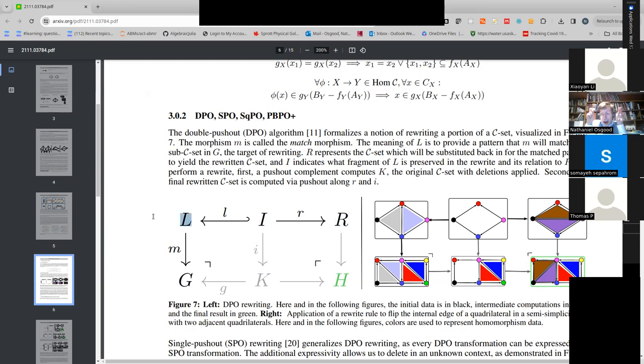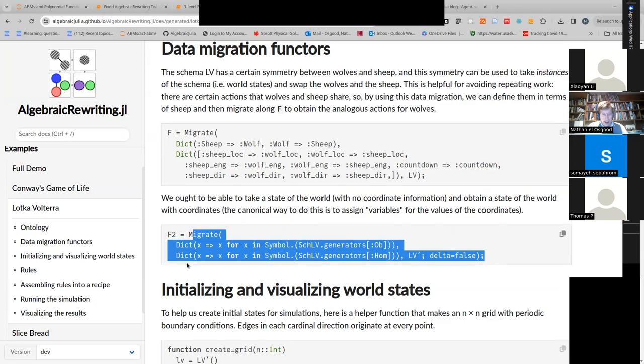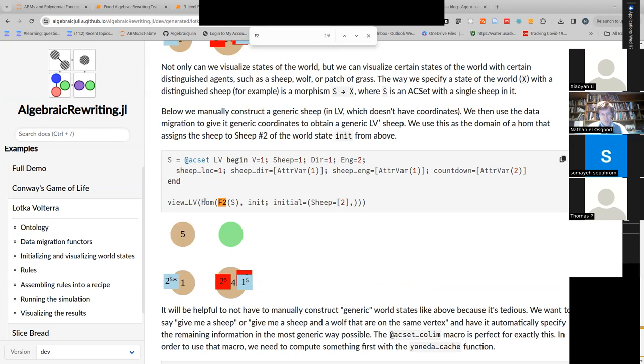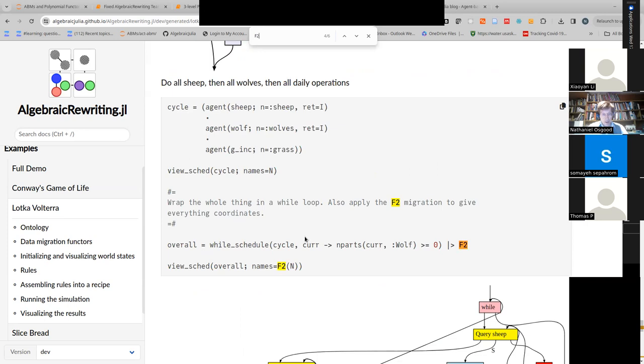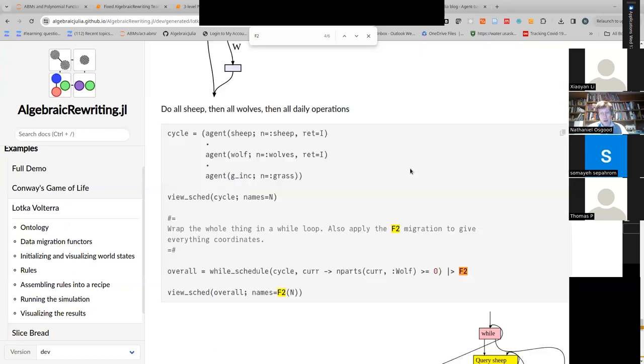But very importantly, those variables that we added get added when using this data migration functor. So when we apply this functor here, for example, to S, or when we apply it to give everything coordinates, a whole schedule that was encoded with the LV schema, because these are morphisms, if I'm not mistaken, in the LV schema, we can migrate that whole thing to the LV prime schema by piping it through this data migration functor.